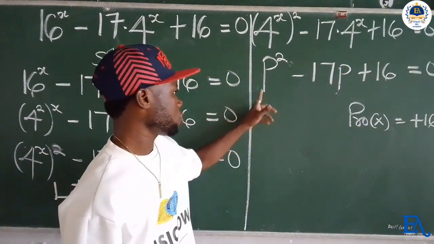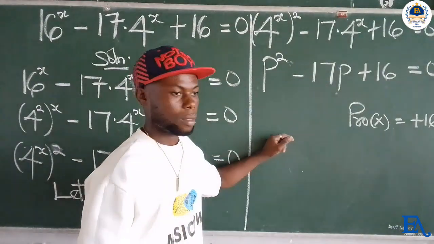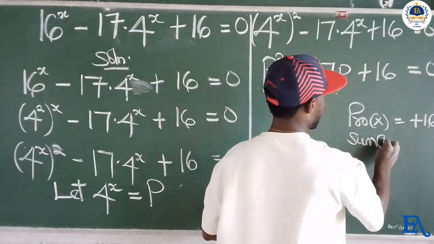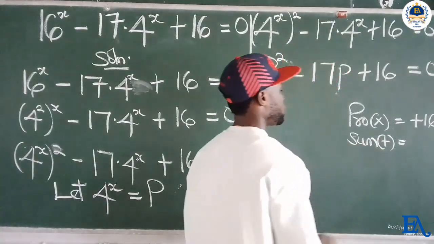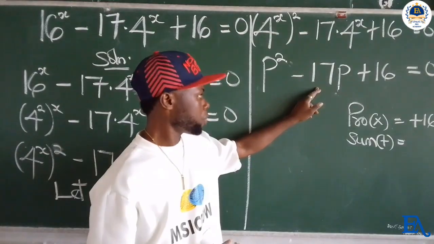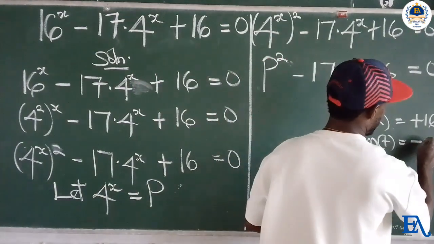1 is the coefficient of p squared, while the 16 is the constant term. And the sum means plus. Sum is the coefficient of p on the board. And the coefficient of p is minus 17.